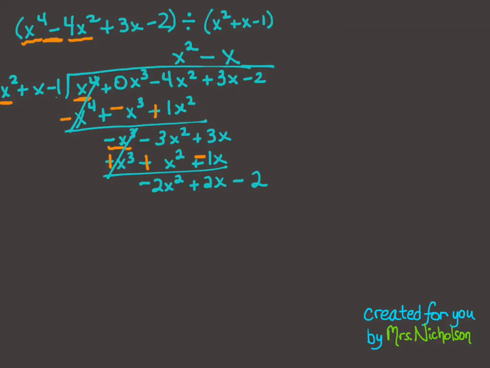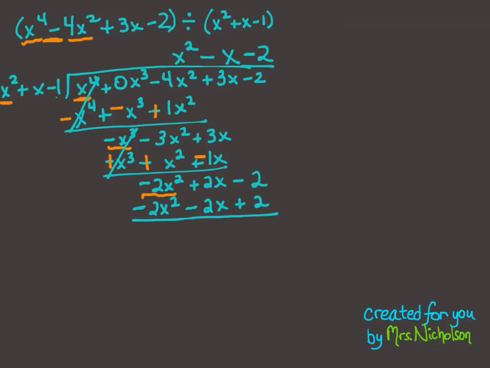So this time the question is, I'm looking at x squared and negative 2x squared. What do I need to multiply times x squared to get negative 2x squared? And that, of course, is minus 2. So now I'm going to multiply. Negative 2 times x squared is negative 2x squared. Negative 2 times x is negative 2x. And negative 2 times negative 1 is positive 2.